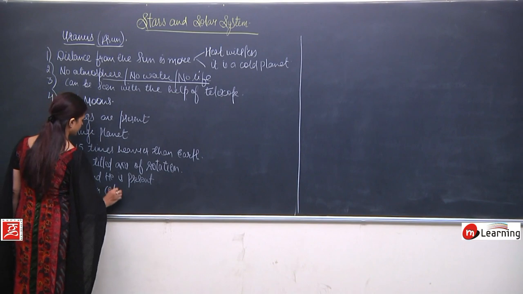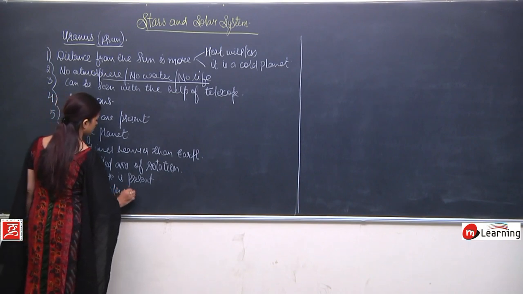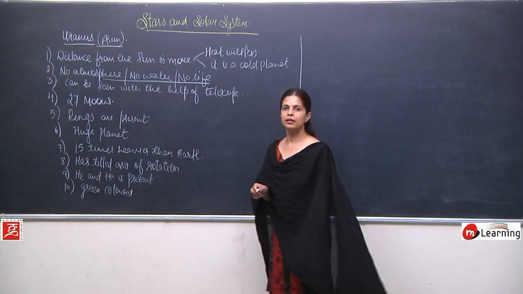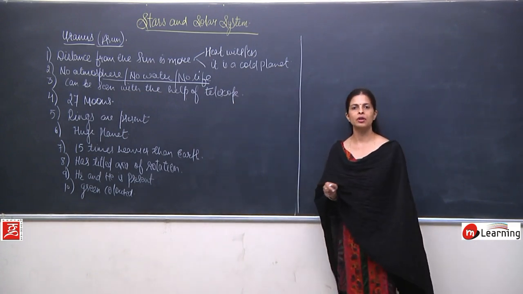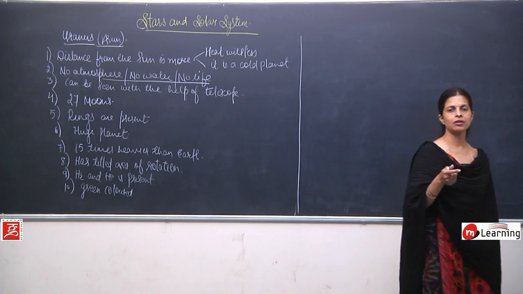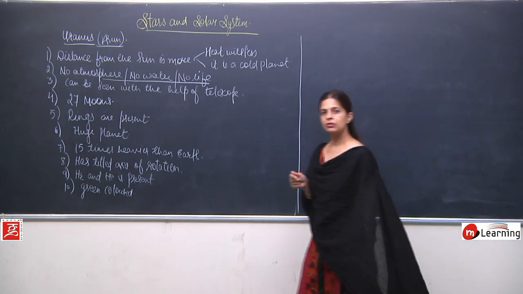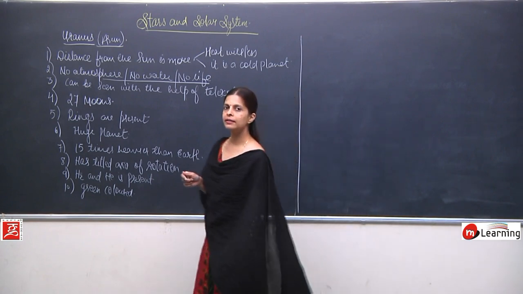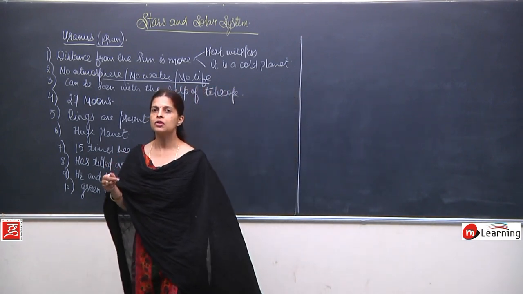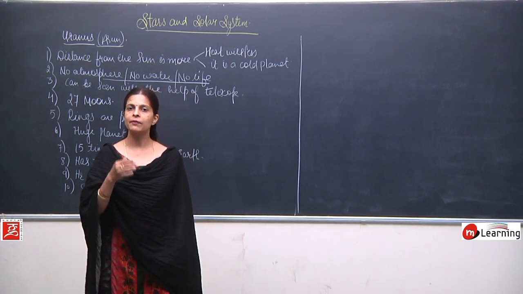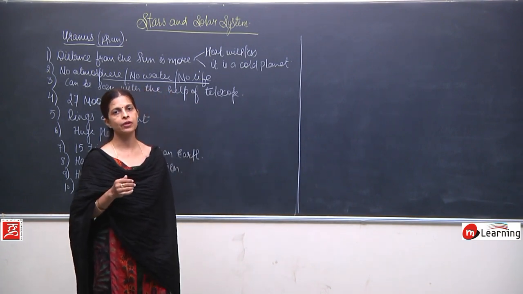Green color. So this appears as a green planet, and as we know, this is one of the farthest planets from the sun. So the distance between the sun and this planet is very high. So definitely this planet will be very, very cold. The temperature will be very low on the surface of Uranus.